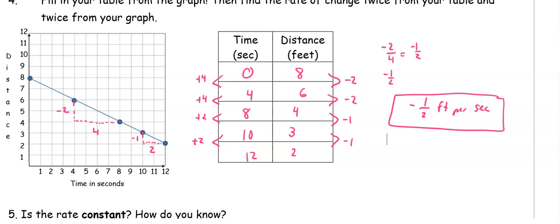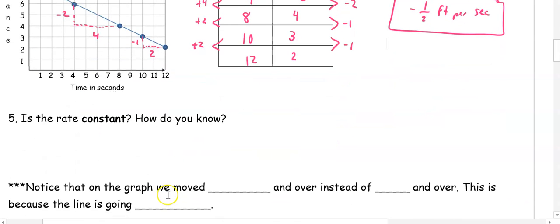So when I look at the graph this time, is the rate constant? Okay, well, the rate is constant because the line is straight and you always get the same rate.